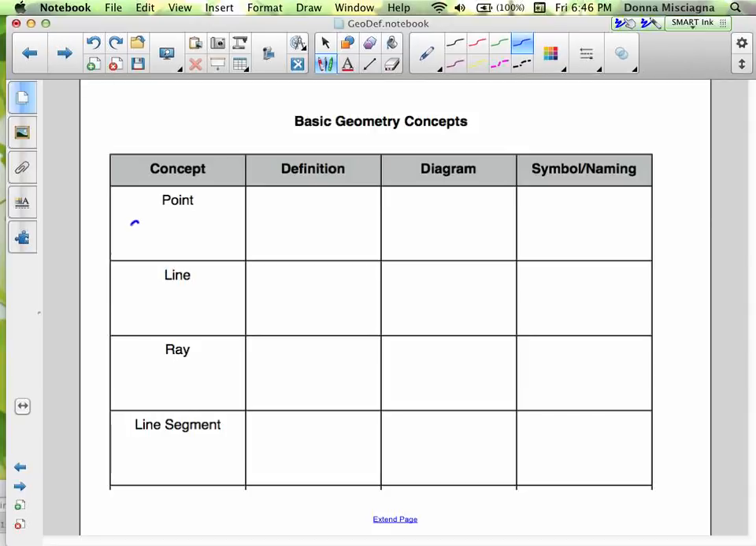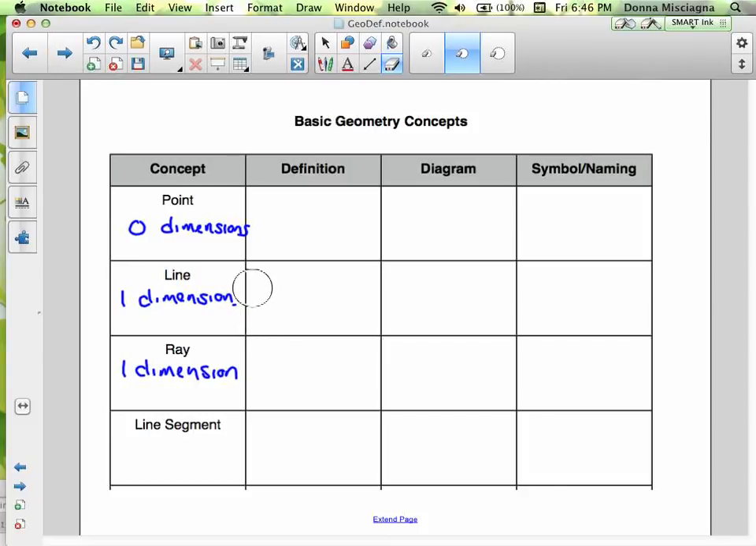A point here is 0 dimensions. A line is 1 dimension, and this is also in the notes as we go along. A ray is 1 dimension. I don't think I need an S there. 1 dimensions does not sound right. And a line segment is 1 dimension. Right, so we'll be filling that all out as we go along. And there'll also be some places for you to stop and answer some questions.